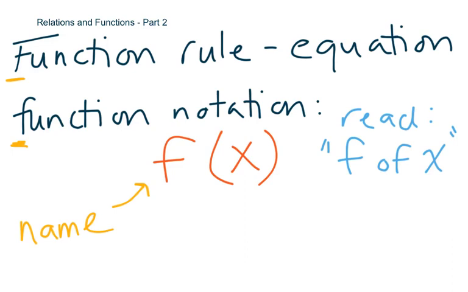Now this other piece that we have here in the parentheses, that is simply the variable that's in your function. And so that's all it is. So basically, this is an equation. The name of the equation is F, and the variable in the equation is X. So try not to overthink it.